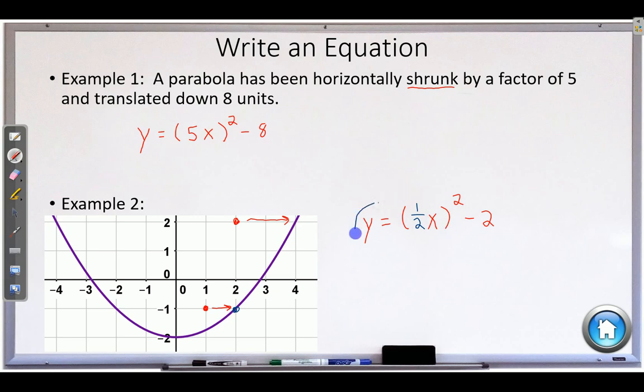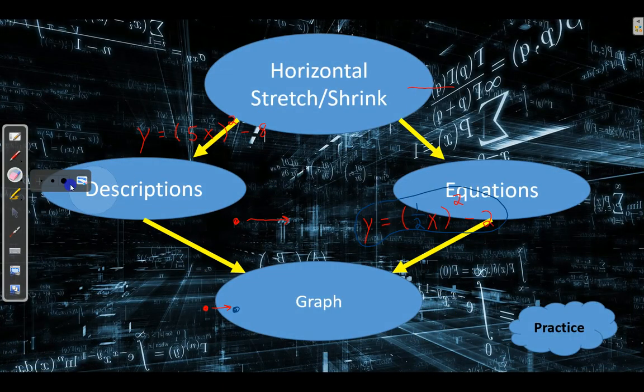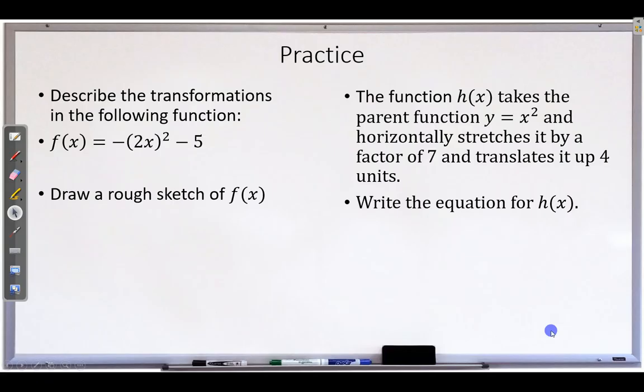All right, that's a little equation practice for us. It's a little difficult from a graph. Mainly you want to be able to do it from a description. A bigger number means shrink, and a smaller fraction means stretch. All right, I think that gives us some pretty good examples for how that goes. So now I want you to try a few practice problems. And if you've got those, you're doing pretty well. Good luck.